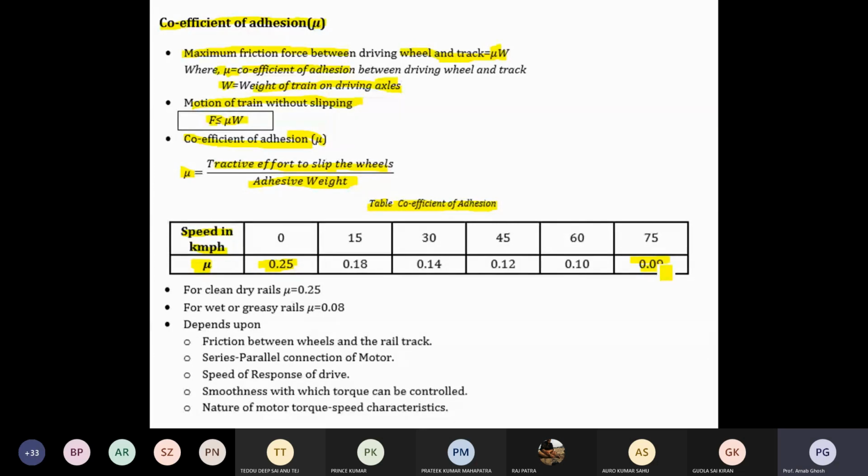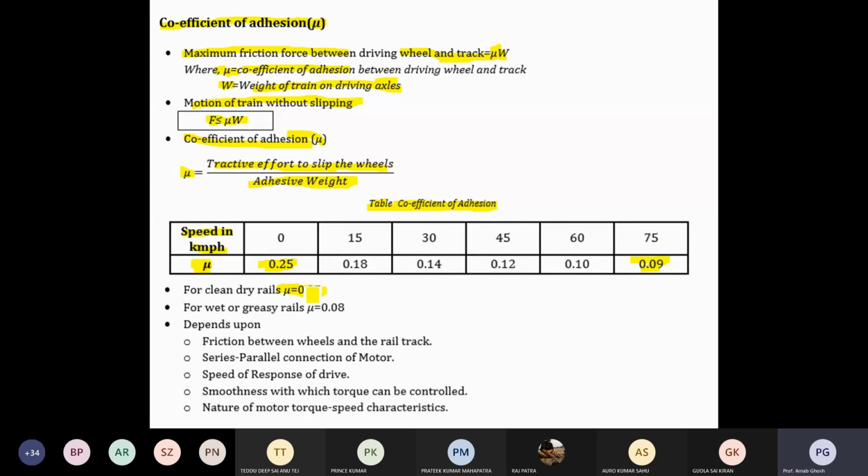Like your smooth ACSR conductor, there are some factors depending upon the conductor surface, so different multiplying factors are available. Similar kinds of things are also there in traction. The rail will definitely be smooth, so for a smooth and dry rail, mu equals 0.25. If it is a wet or greasy rail, mu equals 0.08, so the mu value is going to be less.